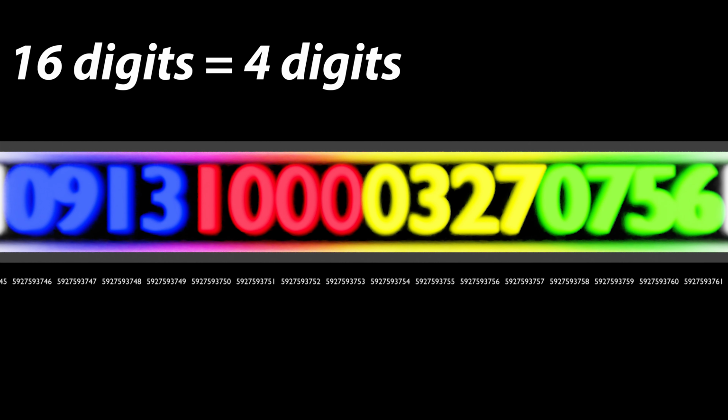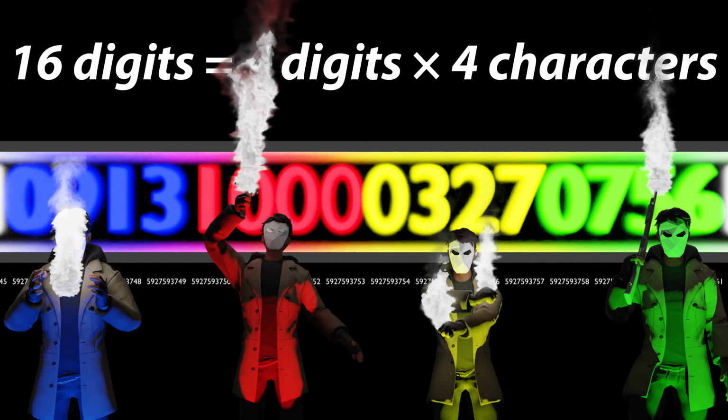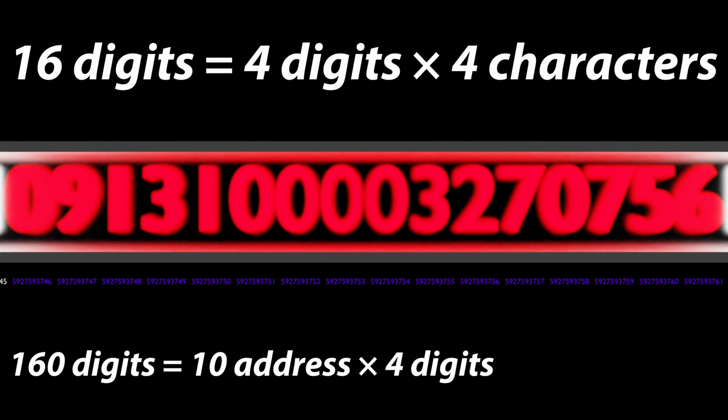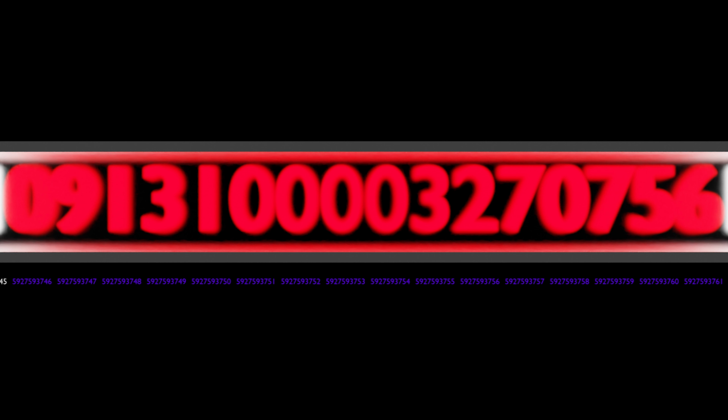So in this case, instead of remembering 16 digits, 4 digits of health times 4 characters, you'd have to remember 160 digits, 10 per address times 4 digits times 4 characters. That's an issue because it would render our memory not only inefficient, but also completely useless. That's why we need a different approach.